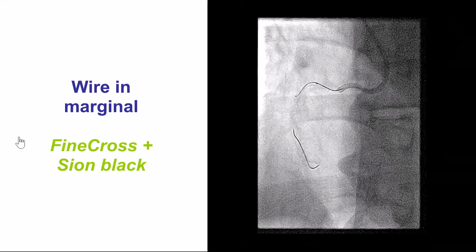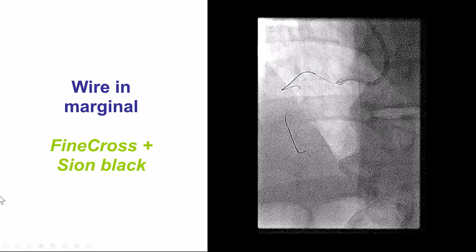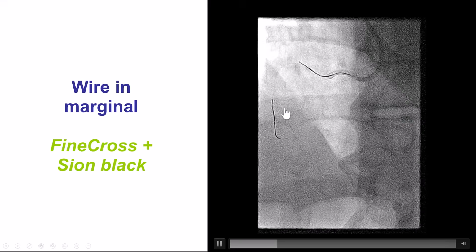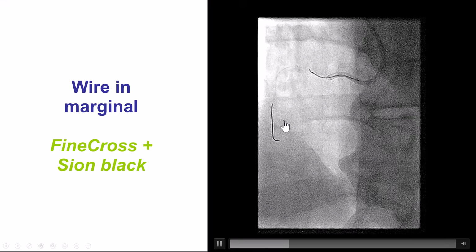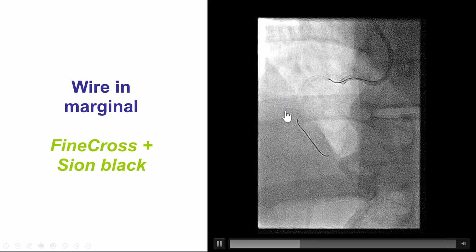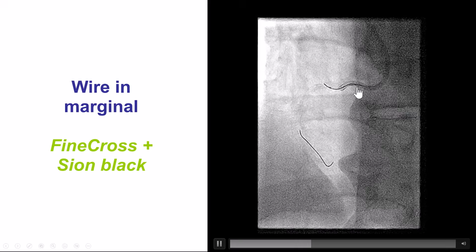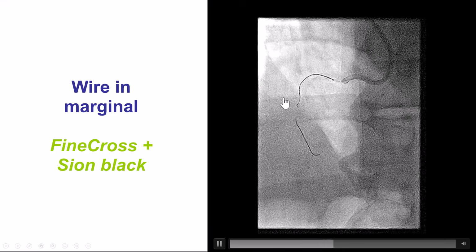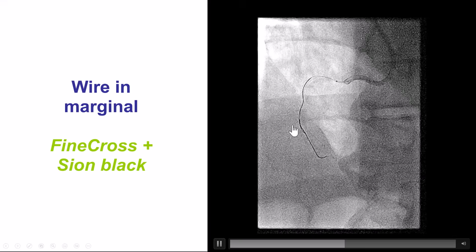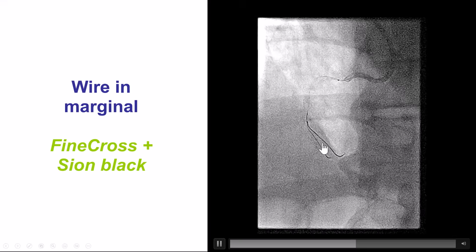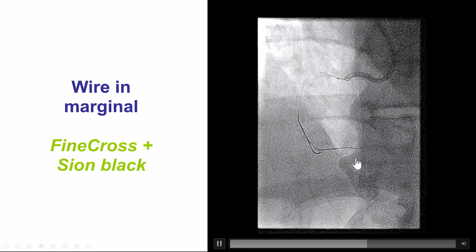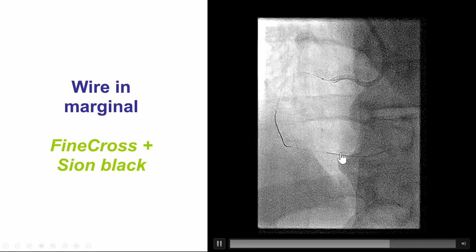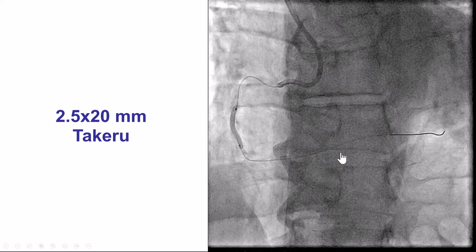We did have some difficulties in wiring. The guide wire kept on going into an acute marginal branch, and we could not cross the mid-RCA lesion with the workhorse guide wire. It was very, very severe. So what I ended up doing is cut a microcatheter. This is a Fine Cross M3. This is a Sion Black guide wire, and eventually we were able to advance to the distal right coronary artery. So microcatheter and polymer jacketed wire may be needed to wire severe calcified lesions.